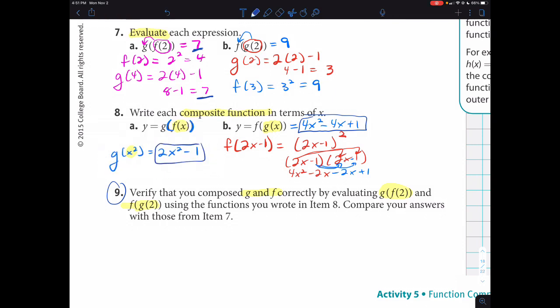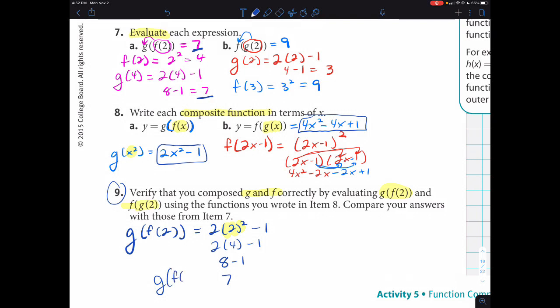So g of f of 2, which is this guy right here, g of f of x, and I'm going to plug 2 into it. So I'm going to do 2 times 2 squared minus 1. 2 squared is 4, so I have 2 times 4 minus 1. 2 times 4 is 8 minus 1, and we get 7. So this was the same answer as up above.